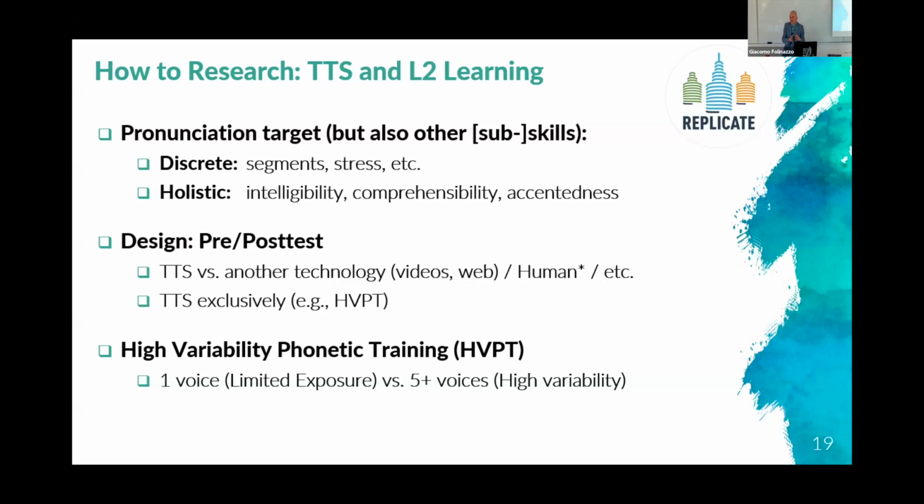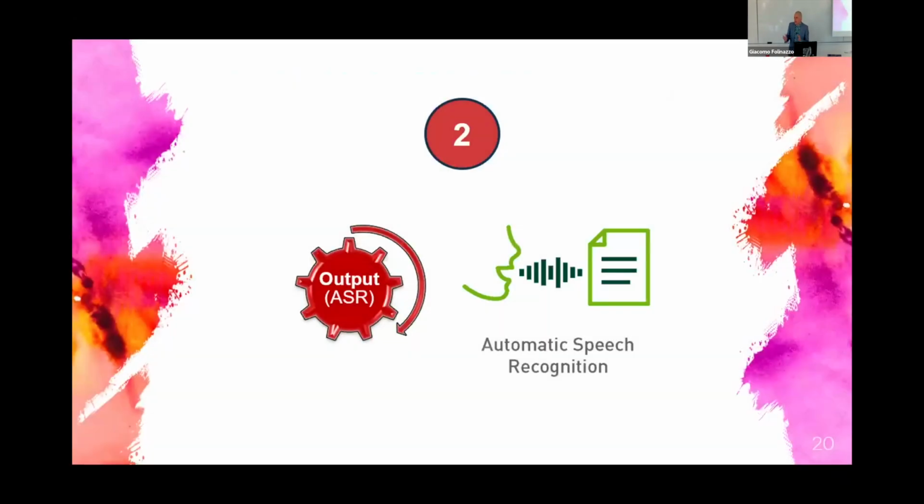The group that has been exposed to more voices is doing better, particularly in more holistic measures of pronunciation, such as intelligibility, comprehensibility, and accentedness. So we're now switching to automatic speech recognition, which is the red that you can see on the screen. So now we're switching gears and going to speaking, right, and recognizing.